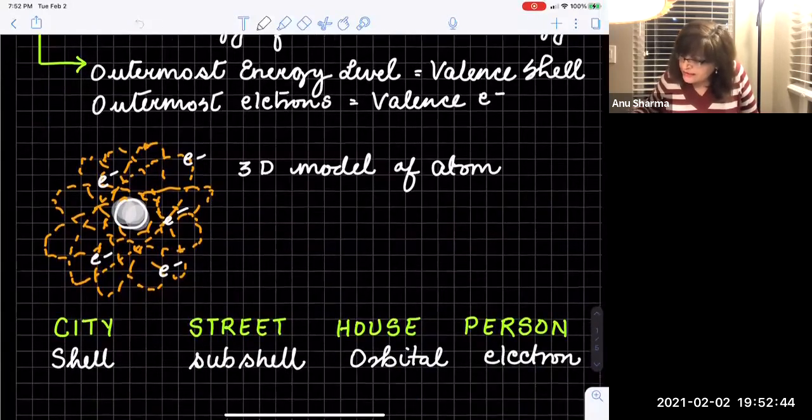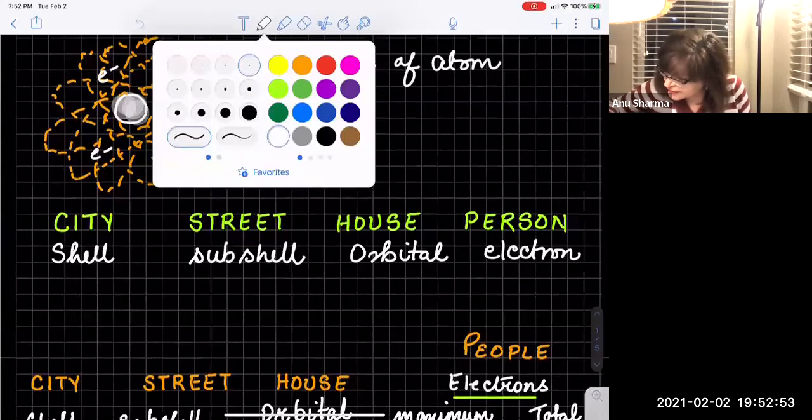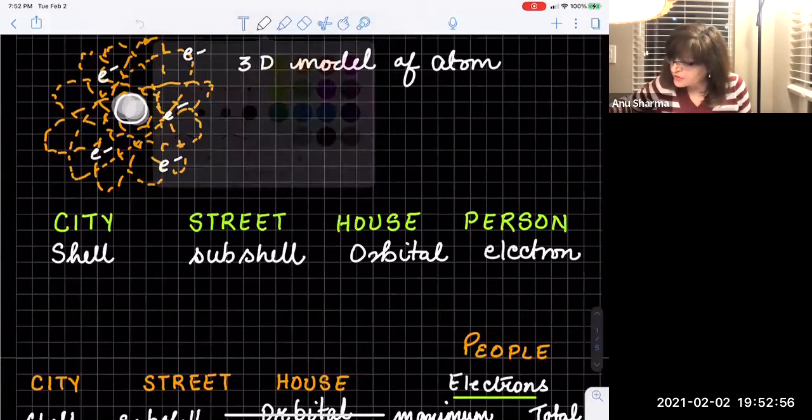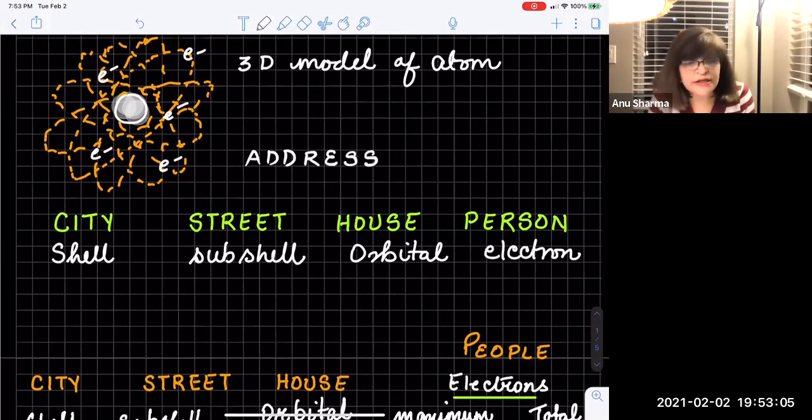Locating an electron is just like locating an individual. You look at the address of a person. If you're trying to locate someone, you look at the address, and the address tells you what city that person is in, what street that person lives on, what the name and number of that street is, and what the name of the house is. If it's an apartment, what is the name of that apartment? In that apartment, where is he living?